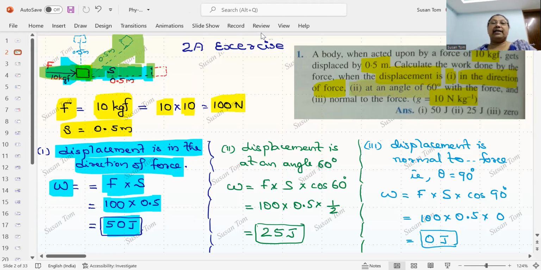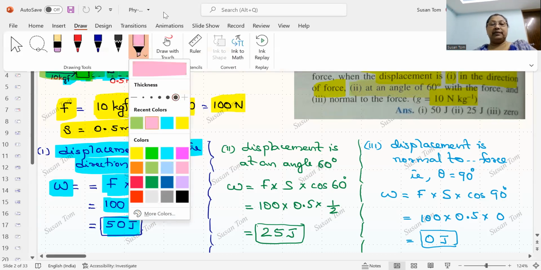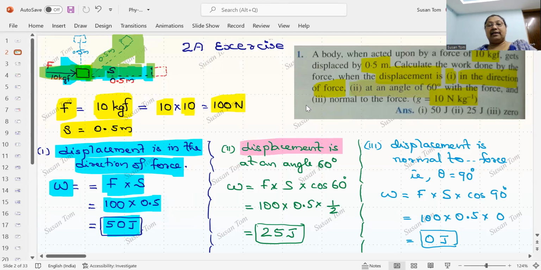Then the cos theta component has to be used. So we have this displacement at an angle of 60 degree. W is equal to F into S into cos 60 we have to take. Cos 60 is 1 by 2. So 100 into 0.5 into 1 by 2, on solving you get 25 joules.